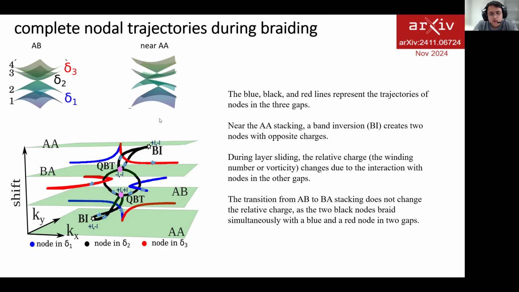Then continuing to shift from BA and going again back to AA, this time we have a braiding with the red nodes, and finally they meet each other at some point before AA, and then they can gap out by some band inversion procedure. Therefore we think that graphene or a bilayer of honeycomb lattice with PT symmetry is a very simple, very accessible system to study such a braiding procedure.